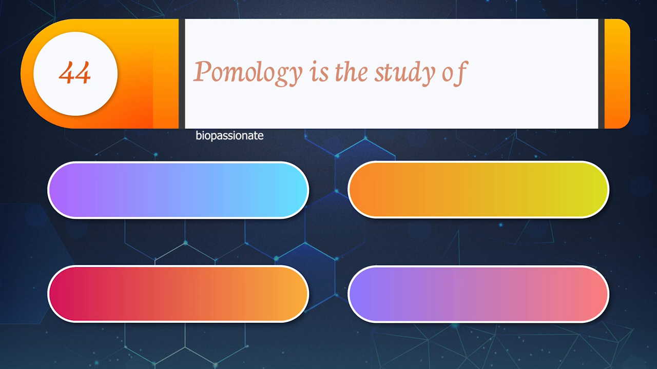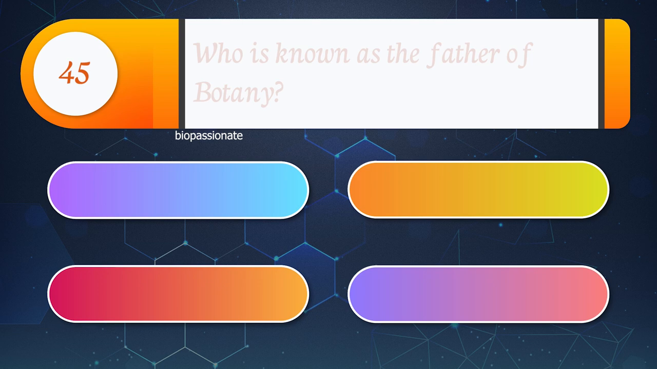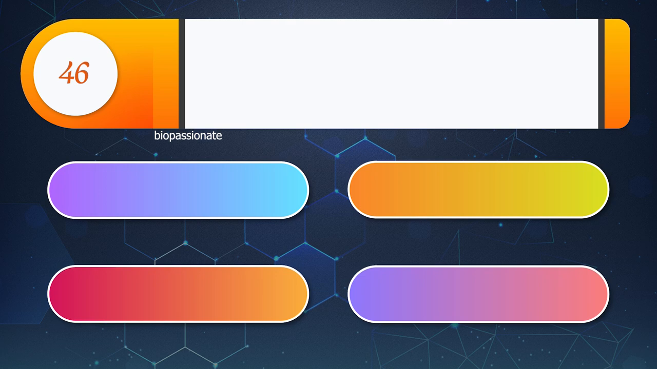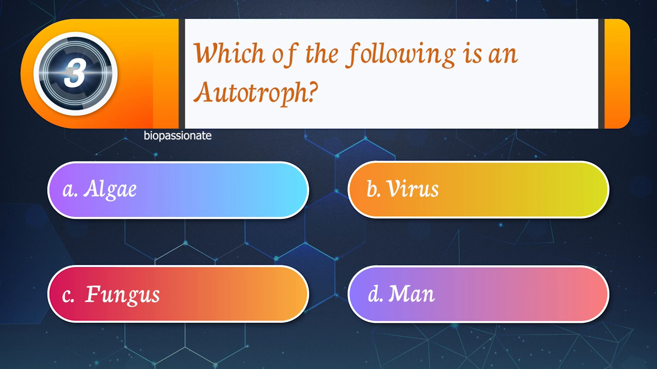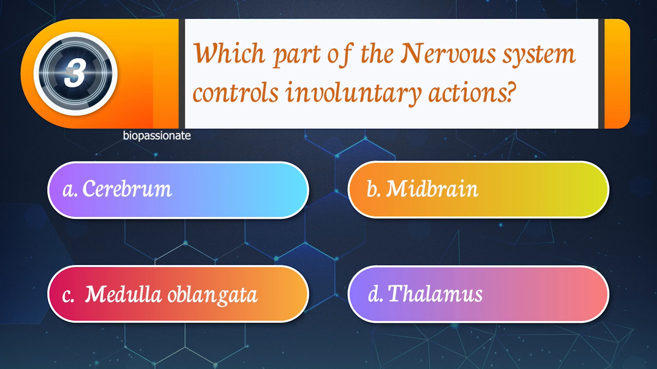Pomology is the study of fruits. Who is known as the father of botany? Theophrastus. Which of the following is an autotroph? Algae. Which part of the nervous system controls involuntary actions? Medulla oblongata.